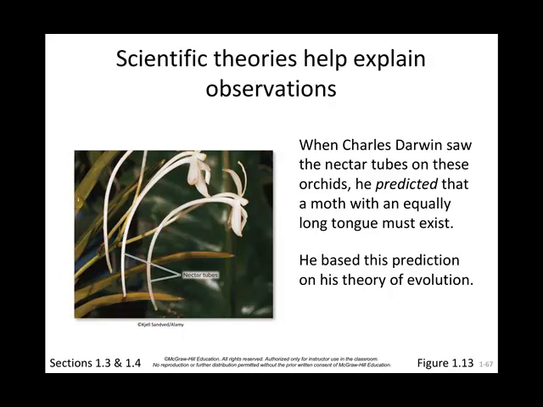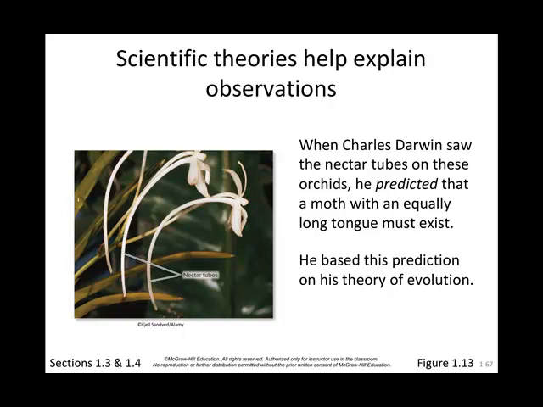So Darwin predicted that there had to be an insect that had a long tongue that can reach the nectar, even though he had never seen one before. This prediction was based on his theory of evolution by natural selection. These insects with longer tongues were more likely to survive because they can reach the nectar in these orchids and had exclusive access to food that other insects could not get.